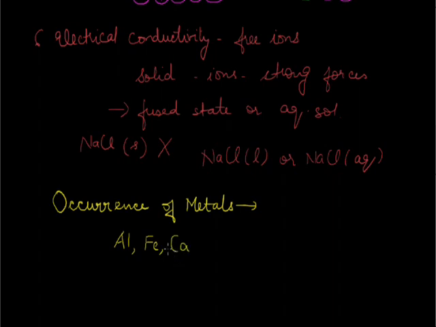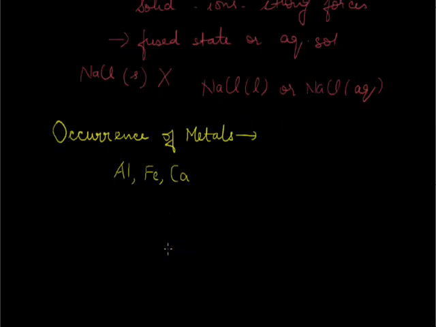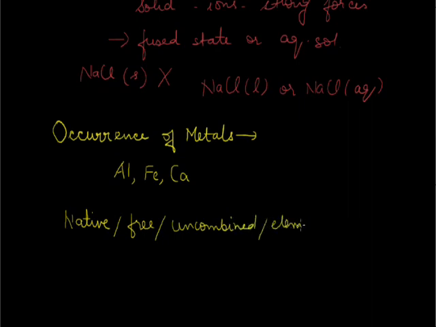Now here I have used two terms, free state and combined state. So let's take them one by one. First is the native state, which I am calling free state, or it can be called uncombined state, or it can also be said as elemental state. So a metal can occur in native state or elemental state, and it is said to be in this state when it is found as element or as metal in the Earth's crust.